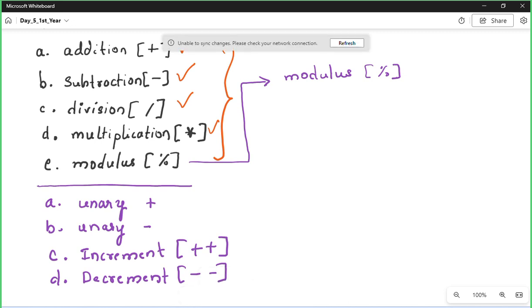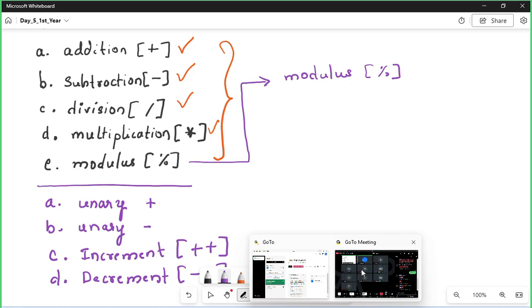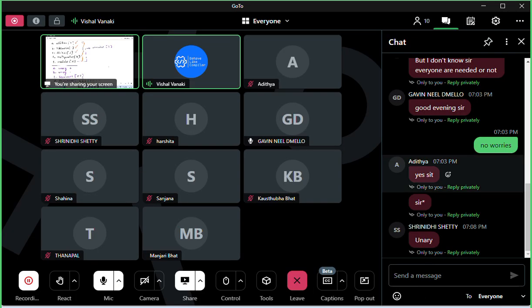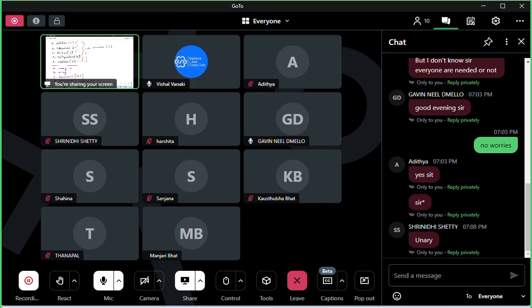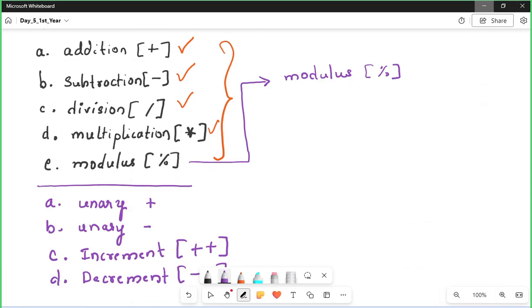One second. I hope it is audible. Yeah, it is audible. Some network issues will happen.